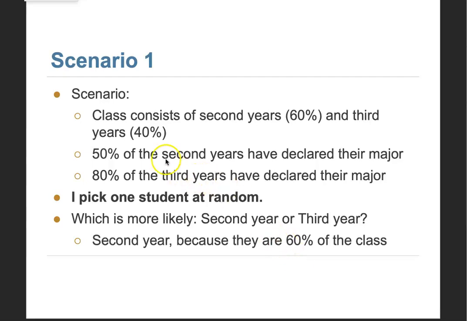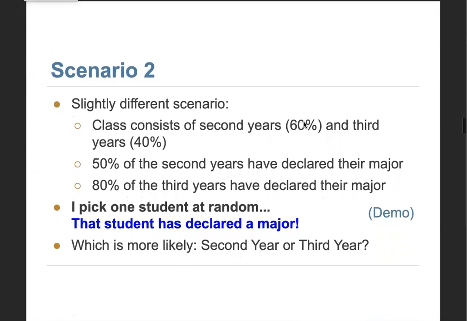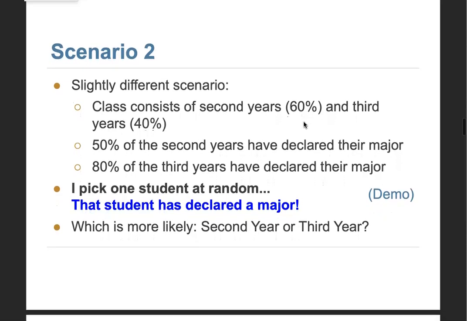So this question is actually the probability we used before. We just see here, we told you second year students will have 60%, then third year will have 40%. That's our answer. Okay, then continue with the next question. We slightly change our question. We still have these 3 bullets, correct. We have second year and third year students, 60 to 40. We have 50% of the second year students declare their major. We have 80% of the third year students declare their major.